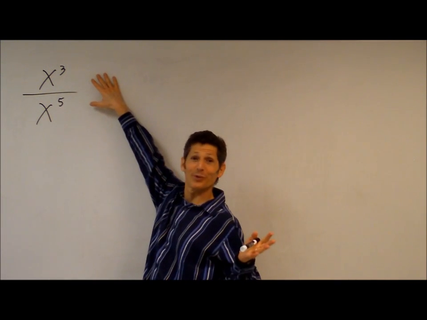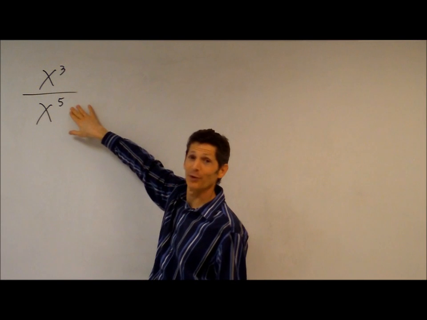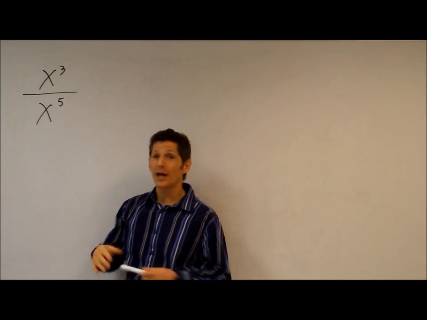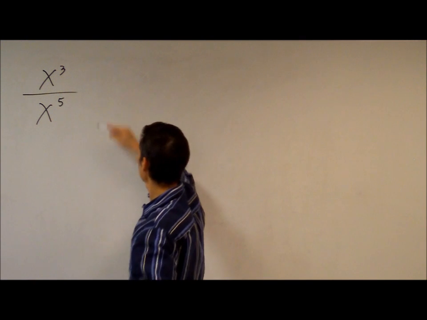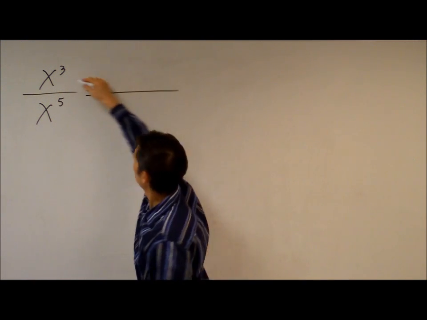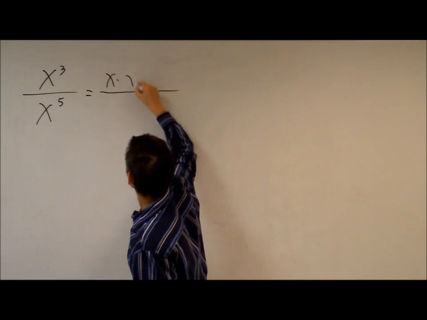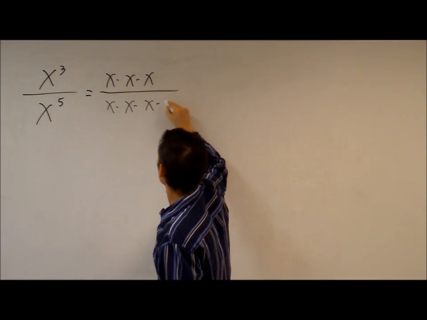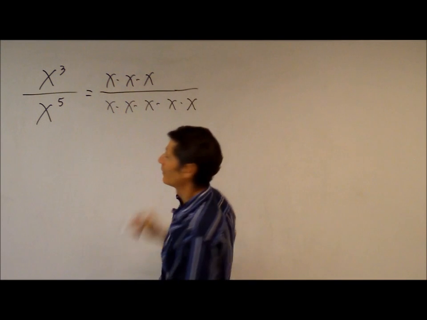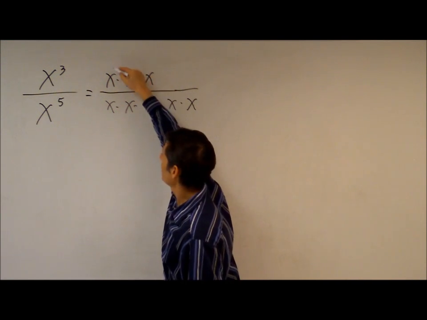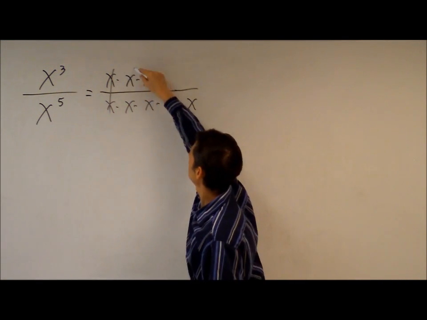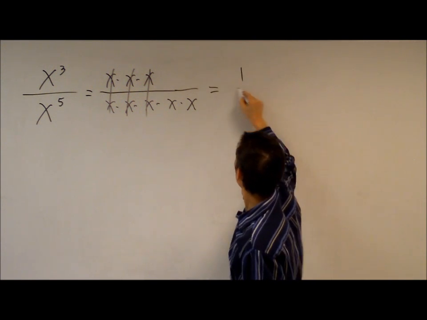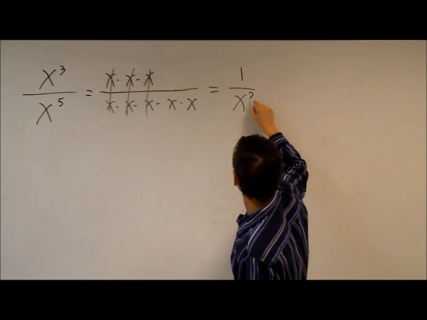Here we are again. I've switched things around a little bit. This time I've put a bigger value on the bottom. So I have x to the 5th on the bottom, x cubed on top. I like to think of it the same way here. So x cubed is x times x times x, over x to the 5th, 5 x's. Again, I know x over x is 1, 1, 1. Now I'm left with 1 over x squared.